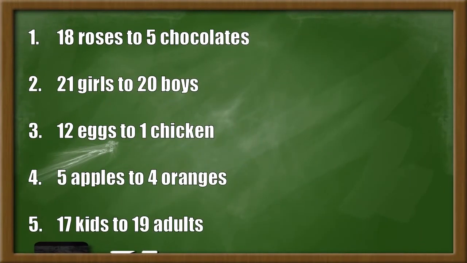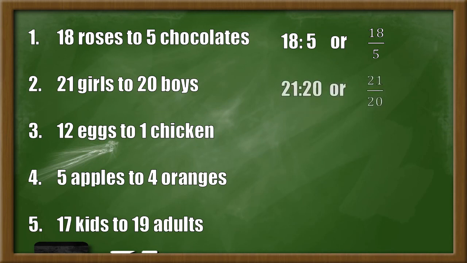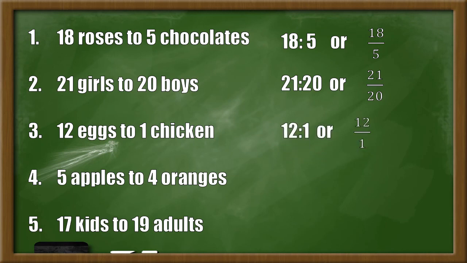Okay, let's check your work. Number 1. 18 roses to 5 chocolates. The correct answer is 18 is to 5 or 18/5. Very good. Number 2. 21 girls to 20 boys. Very good. 21 is to 20 or 21/20. Number 3. 12 eggs to 1 chicken. The correct answer is 12 is to 1 or 12/1.